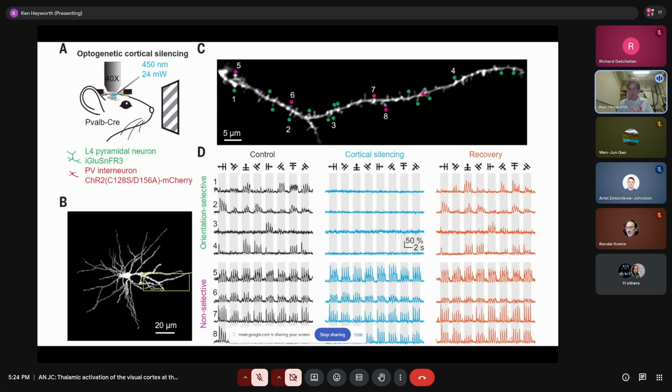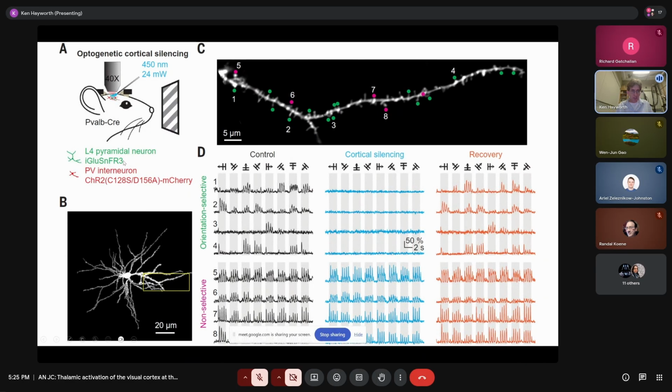So what do you do if you can't record calcium responses in your dendritic spines? Well, thank God, a few years ago, people invented something called iGluSnFR, which is a fluorescent indicator of glutamate itself, right? So instead of looking for calcium transients, they can look for actual glutamate being squirted onto these synapses. Okay, so in this experiment, they do a couple of things.